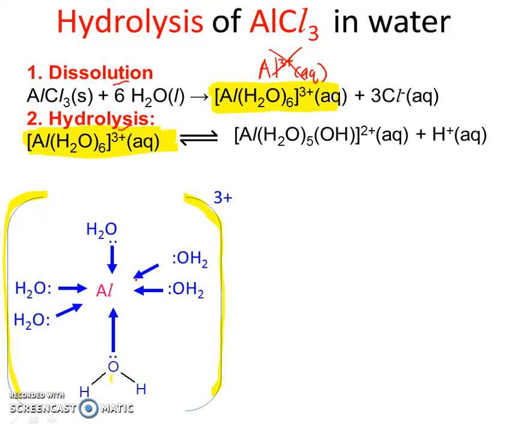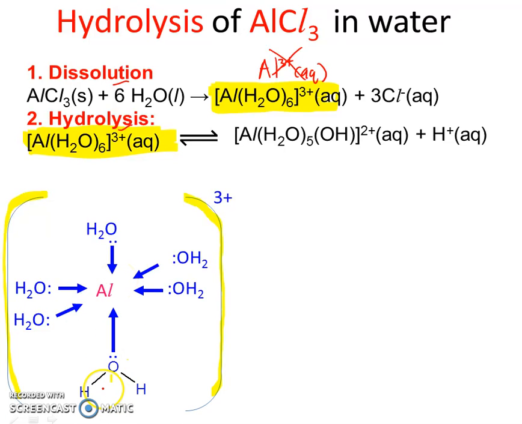Let's recap what is charge density. Charge density of an ion is equal to the charge of the ion divided by the radius of the ion. With a +3 charge, the charge is very high, and Al3+ is small. Therefore, Al3+ has a very high charge density, and what it does is that it attracts the electron cloud of the water, the electron cloud of the OH bond of the water, towards itself. So you can imagine the electron cloud of the OH bond is being pulled towards Al3+.